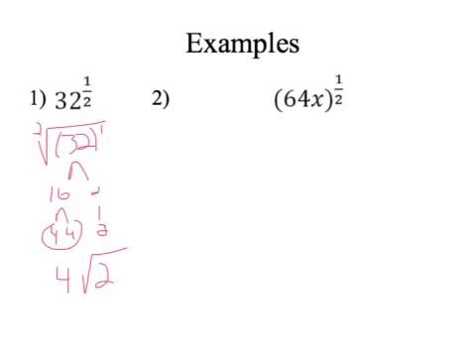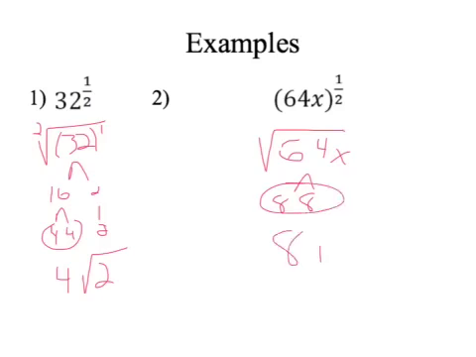And same thing for number 2. 64x is our base. The bottom number tells us that it is a square root. The index is 2. The exponent is 1. So really we're looking for the square root of 64x. Right. 64 breaks down to 8 and 8. That's all the farther you need to go. So 8's go on the outside. You still have that x left over on the inside.